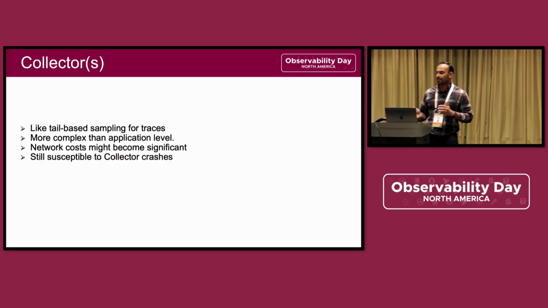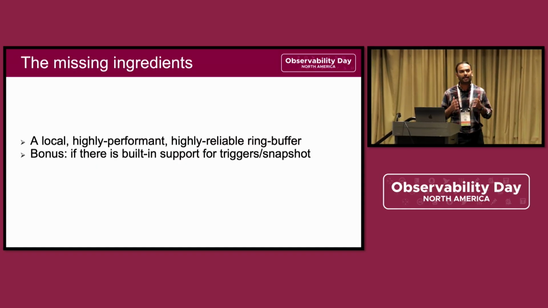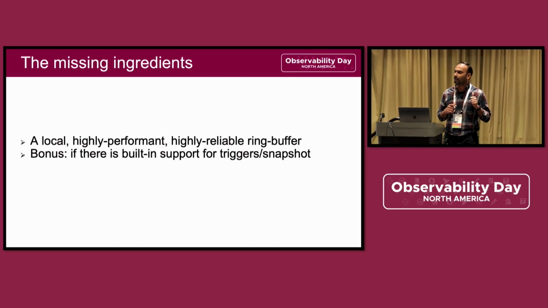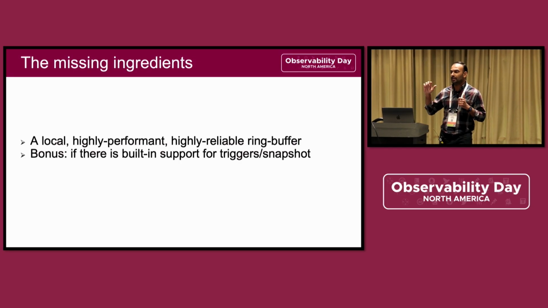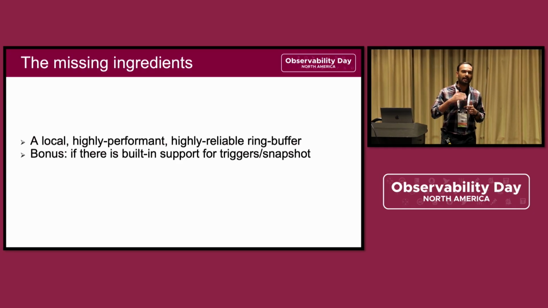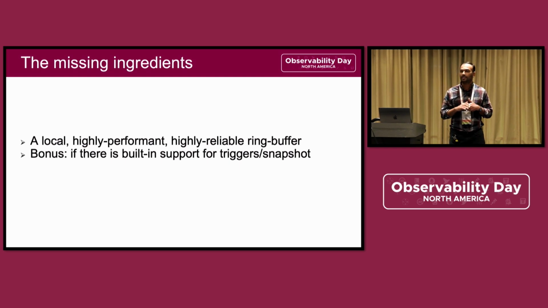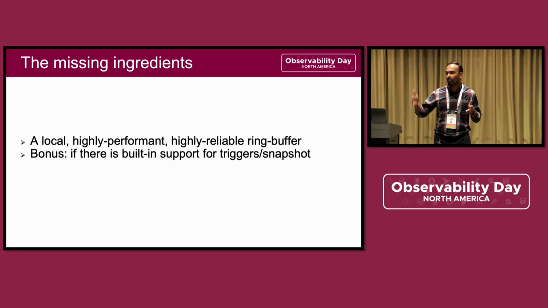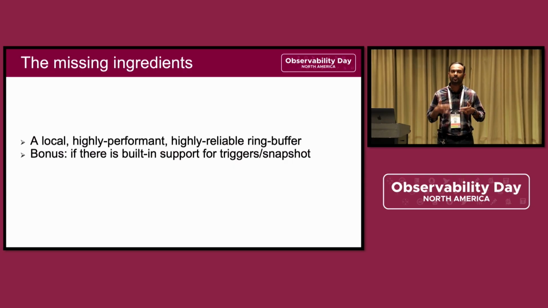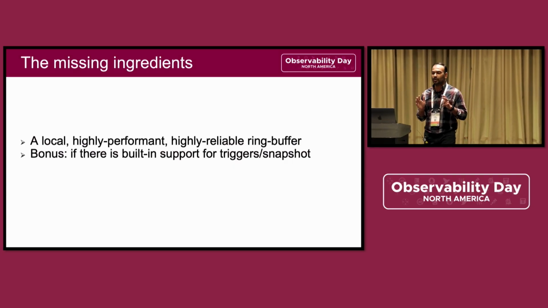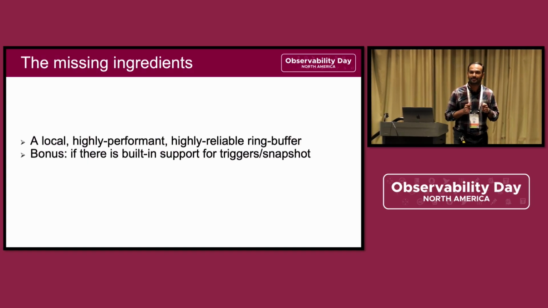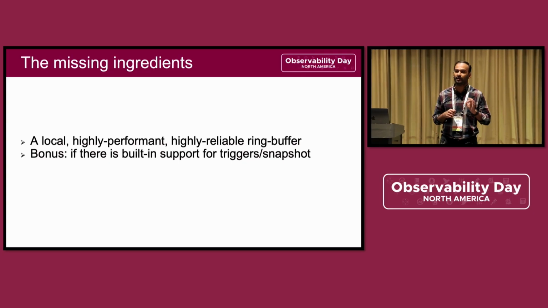So what is preventing us from doing a proper flight recorder in OpenTelemetry? What are the missing ingredients? So we really need something local so that you don't need to touch the network. We need something very high performant because now we are talking about potentially enabling very detailed logs. And it has to be extremely reliable, because even if your app or the collector or the listener is down, you still want the logs to be reliably collected. So you need some solution which is local, highly performant, highly reliable. And bonus, if that can natively understand the concept of a trigger and snapshot.